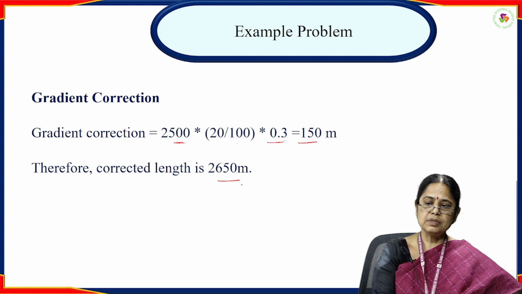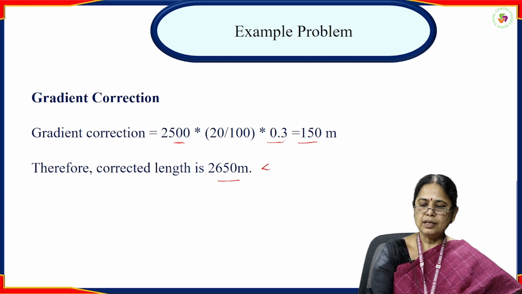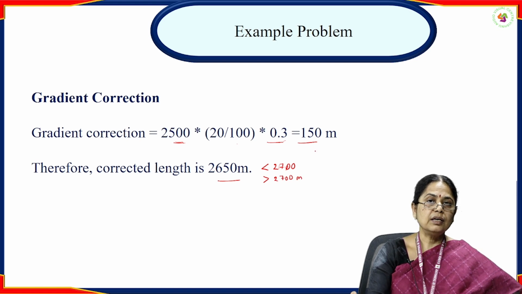But sometimes it may be more than 35%. Here it is less than 2700. So our check is okay, our design is okay. Sometimes it may be more than 2700, that is more than 35%.